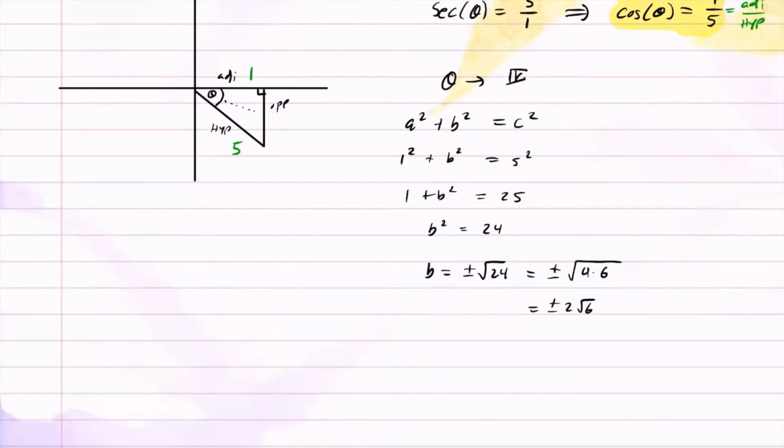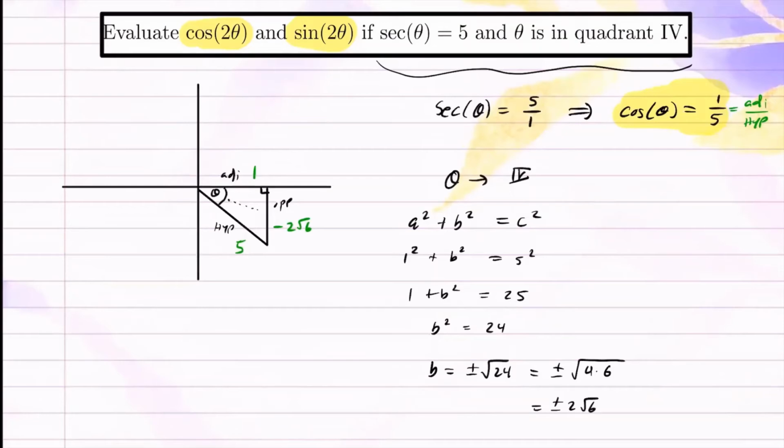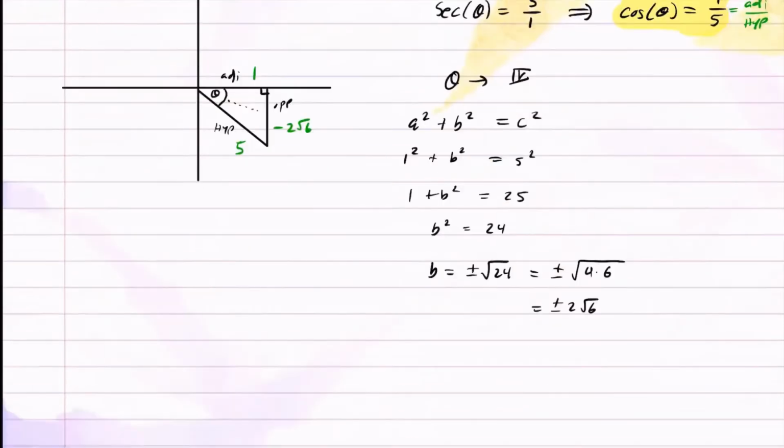Now we have to decide which sign we're going to choose. Since this length is parallel to the negative y-axis, we're going to choose the negative 2 square root of 6. So this is negative 2 square root of 6. All right, so now let's go ahead and find our double angles. We're looking for cosine 2 theta and sine 2 theta.